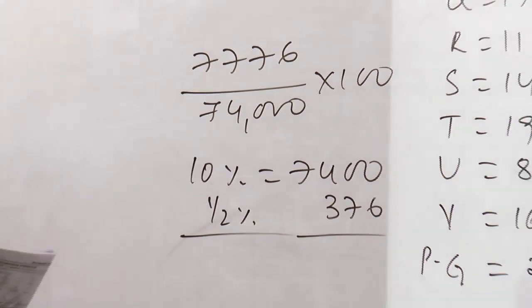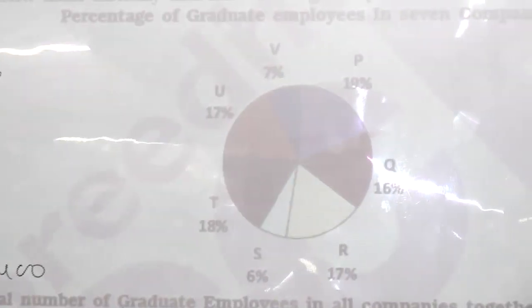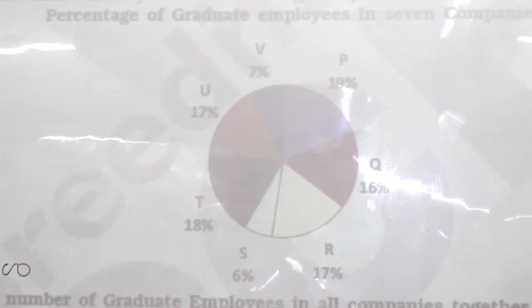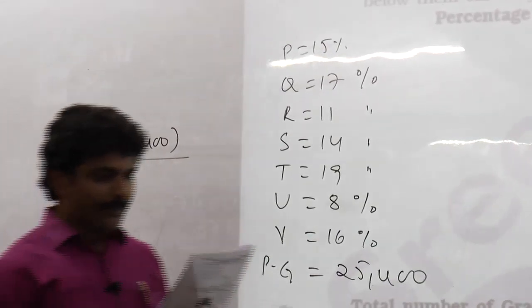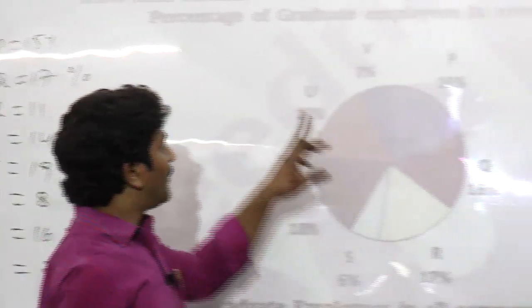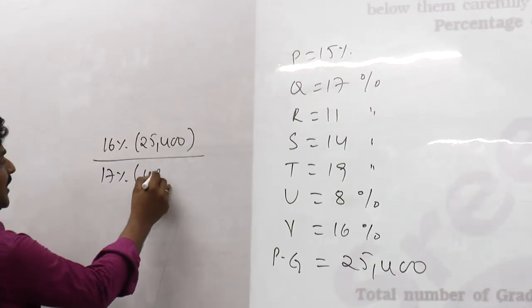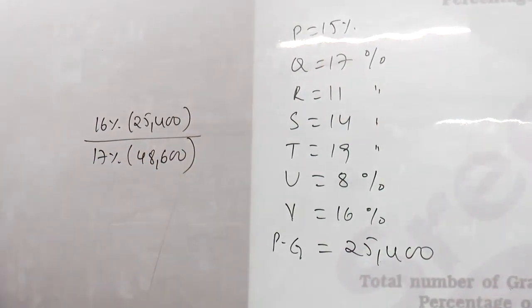Approximate. 54. The number of postgraduate employees in company V is approximately what percent of the total graduate employees in company U? Postgraduates in V, what percent is it? 16% of 25,400, don't calculate it. And graduates in company U, 17%. So 17% of 48,600. Percentage, right? So into 100.